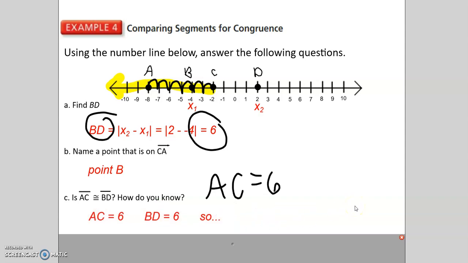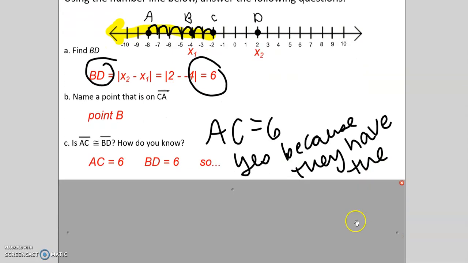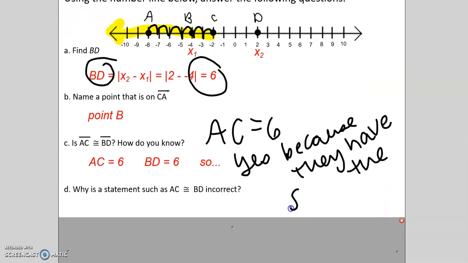So you would say yes, because they have the same length.